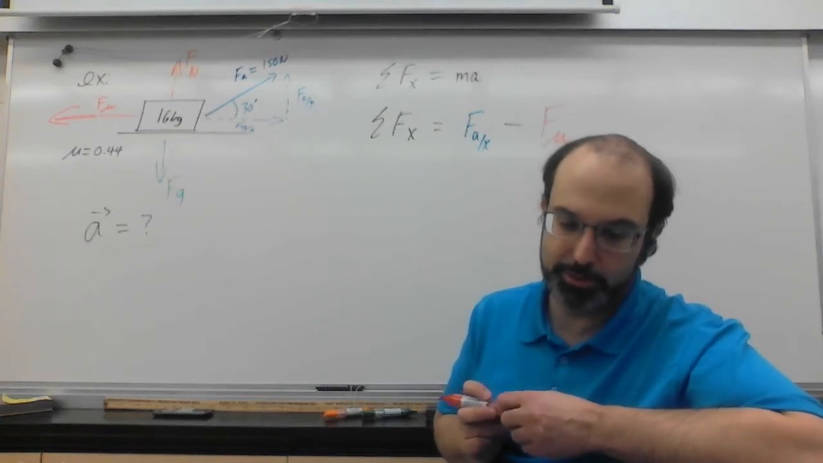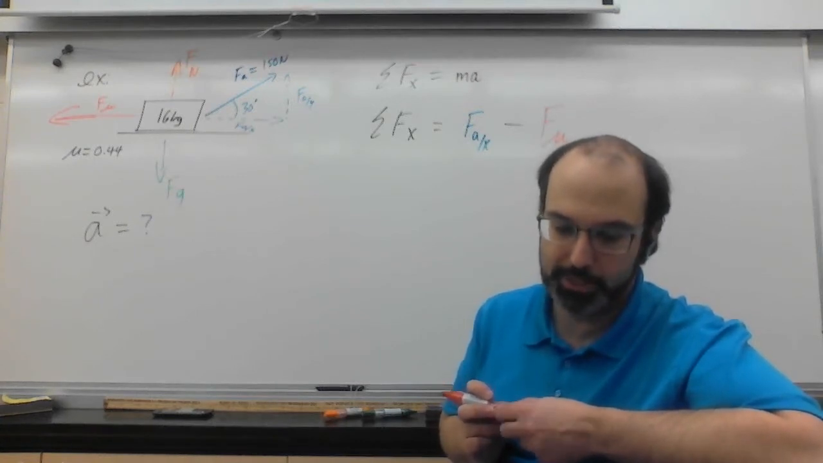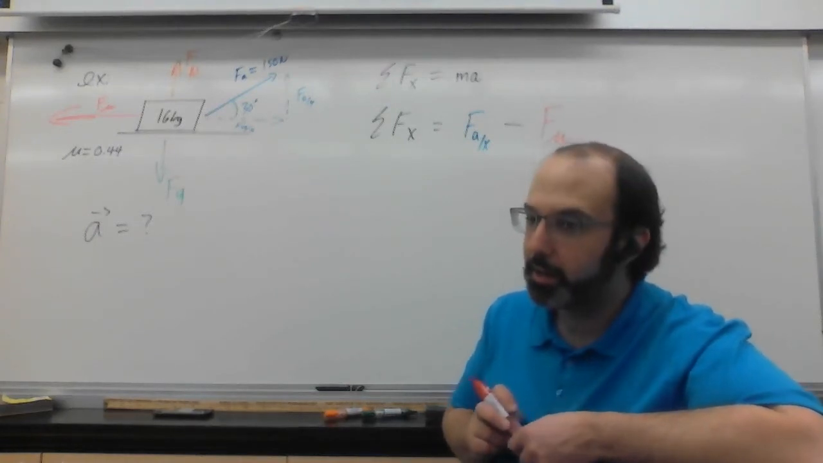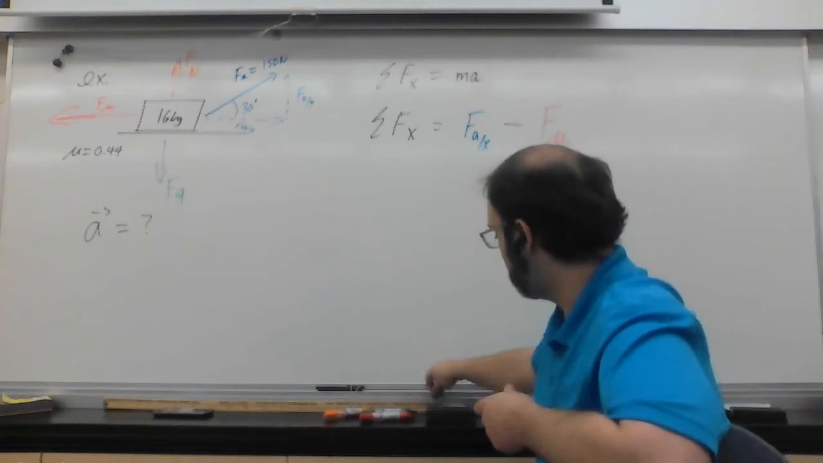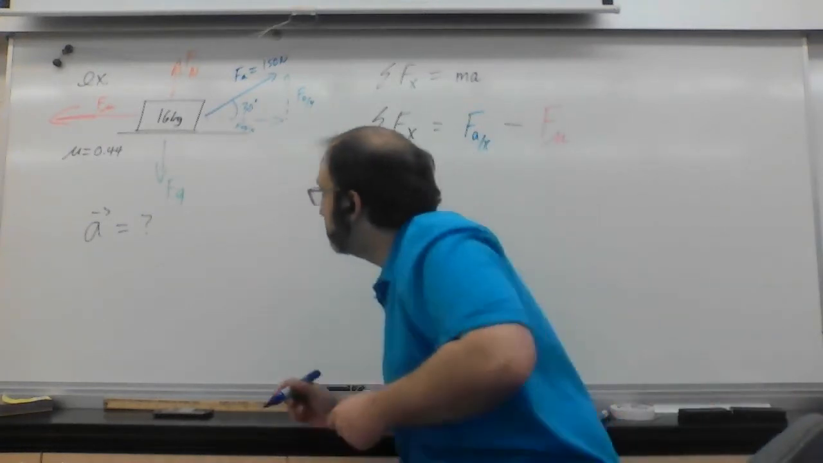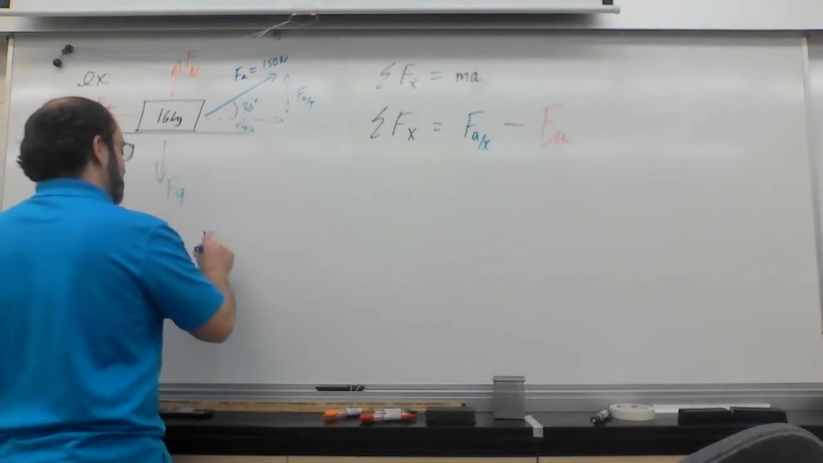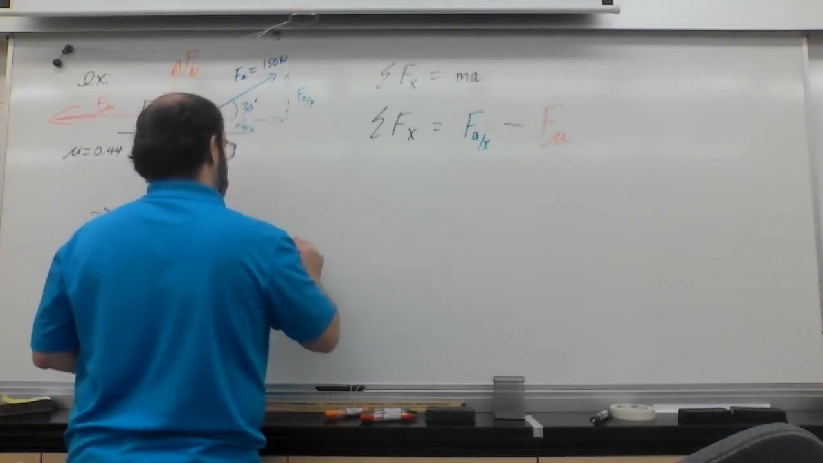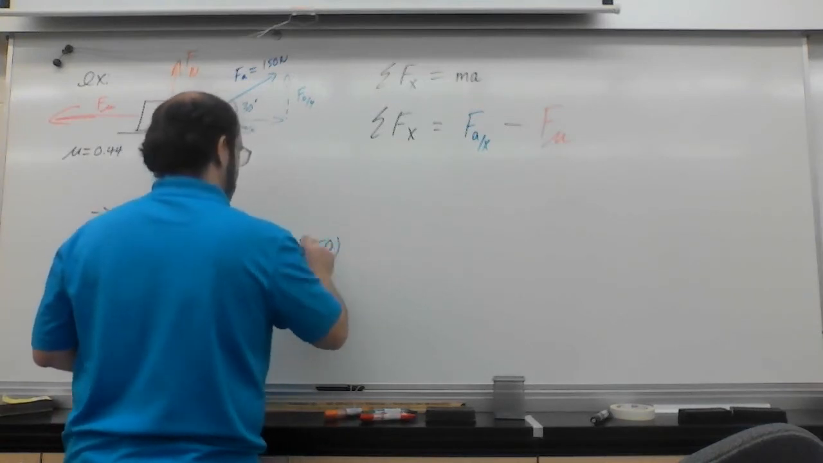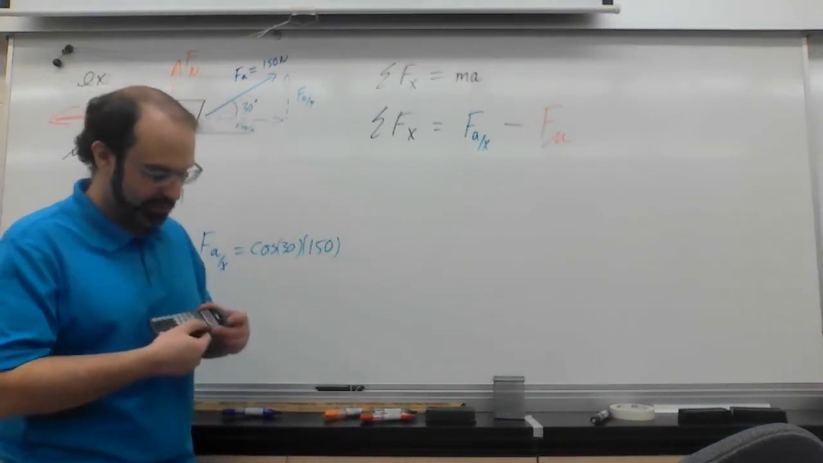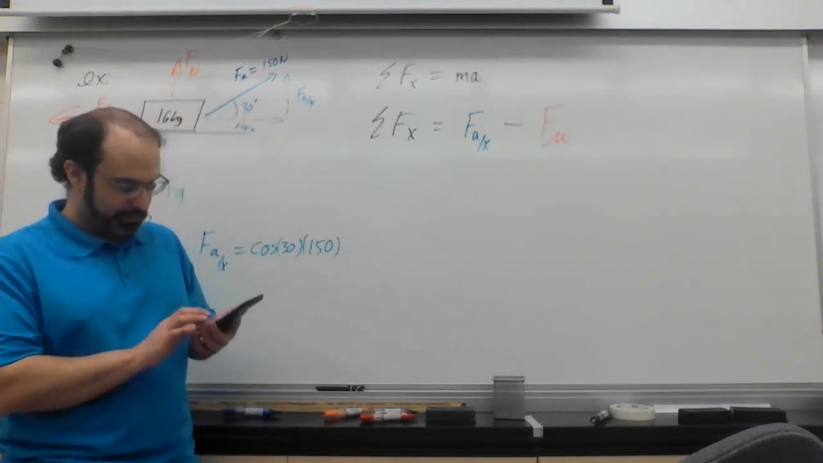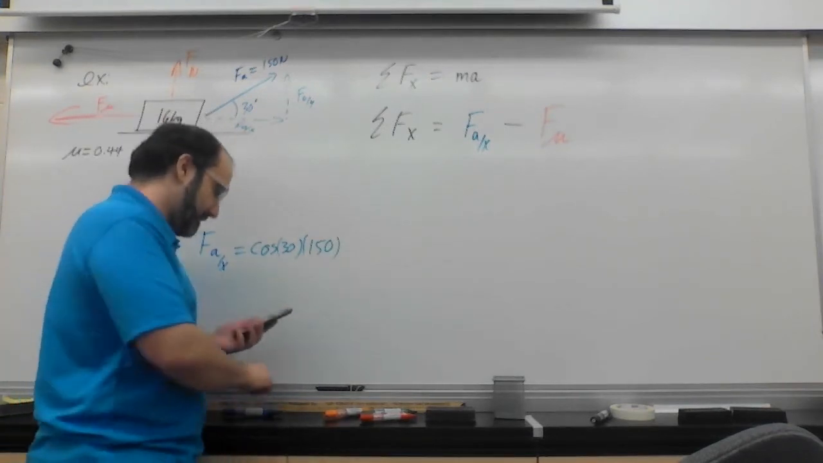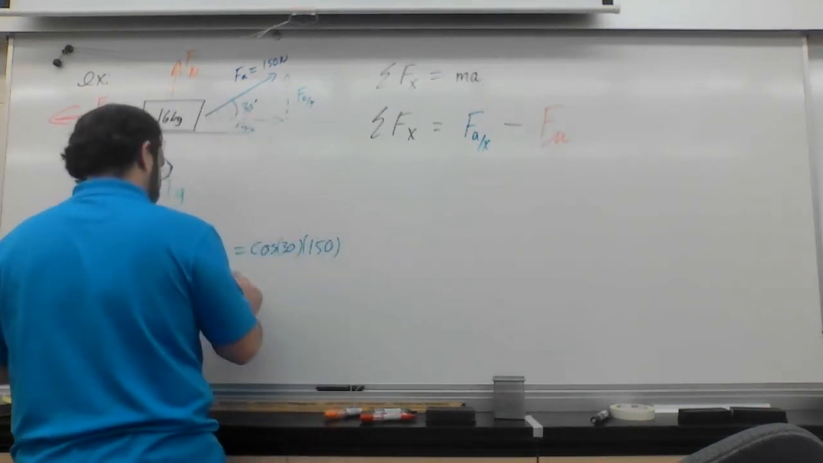Then I need to fill in some numbers. Okay, well, I don't really have FAX. I have FA, and I can get FAX, so why don't we do that? FAX, well, this is just trig. So FAX is going to equal cos 30 times 150. Get out our trusty calculator. 30 cos times 150. We're going to get 130.